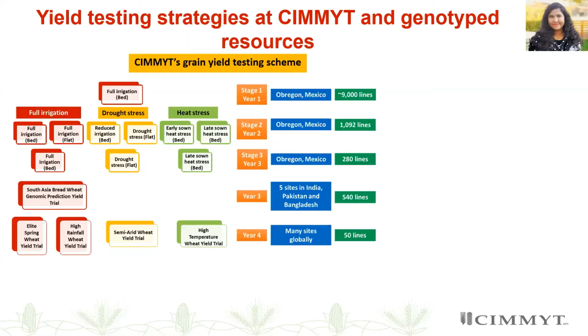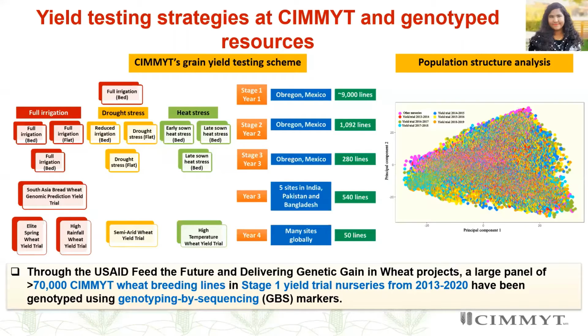Using all the data from these 3 years and also the target environments, the South Asia bread wheat trials, we have several different trials at international nurseries that CIMMYT distributes to different countries every year. These include the elite spring wheat yield trials and the high rainfall wheat yield trials, both of which are targeted for the irrigated environments, then the semi-arid wheat yield trials, or SAWYTs, which are targeted to the drought-stressed environments, and the high temperature wheat yield trials, which are targeted to the heat-stressed environments. These are 50 lines that most of our partners receive from CIMMYT every year.